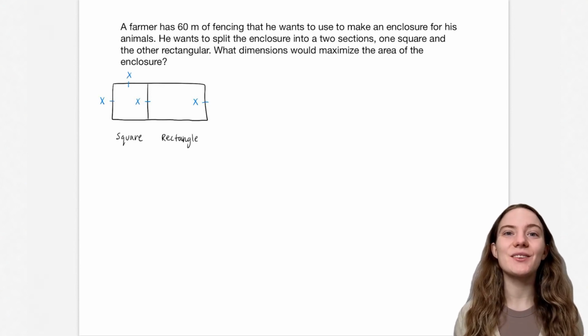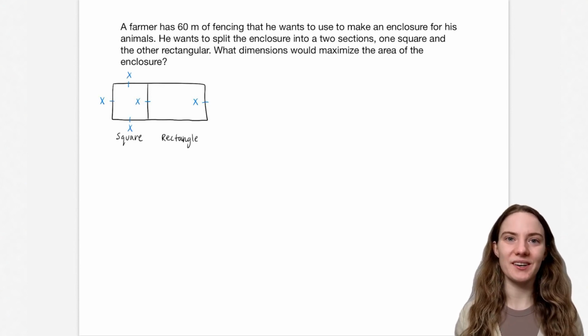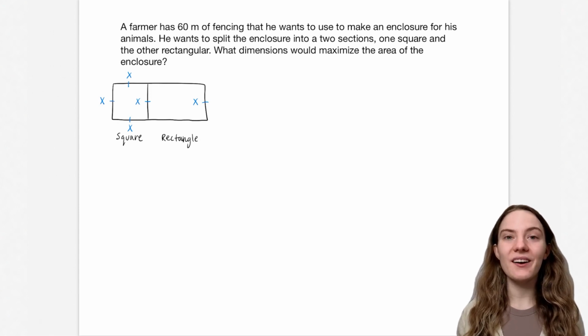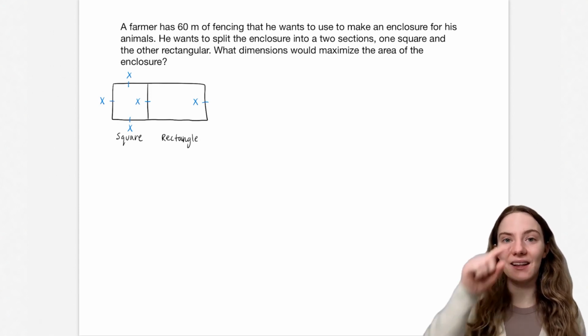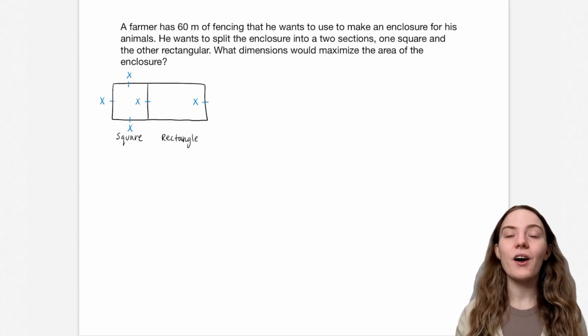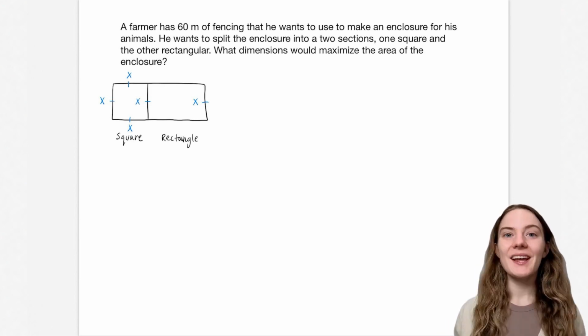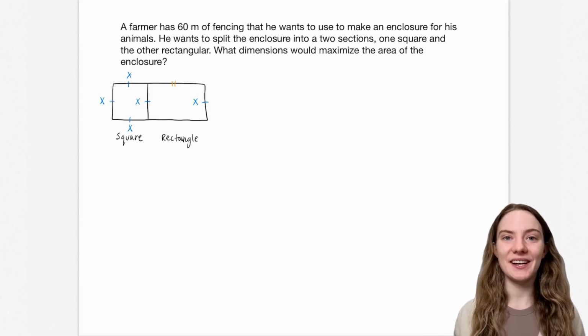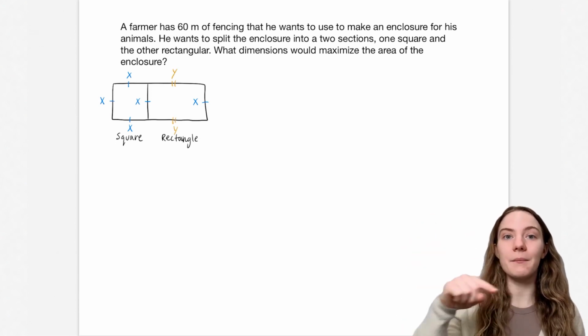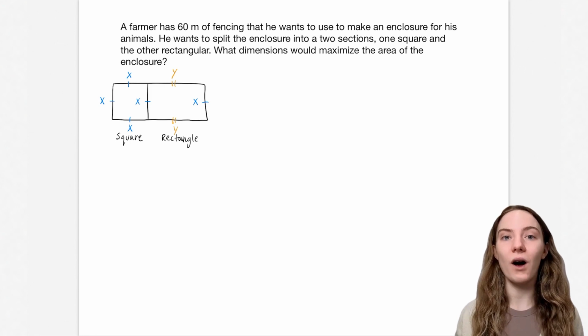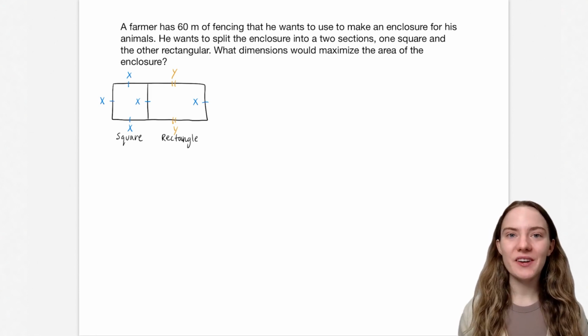Now let's look at the square section of this enclosure. Because we know it's a square, we can say that the sides at the top and the bottom are of length x. Now looking at the rectangular section of this enclosure, we can say that the sides at the top and bottom are of length y. So now we have our diagram.